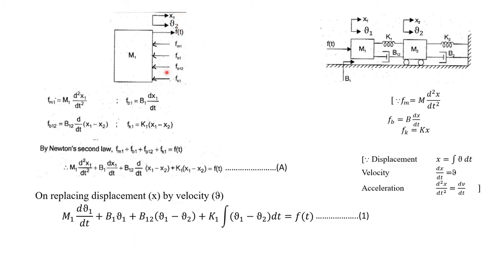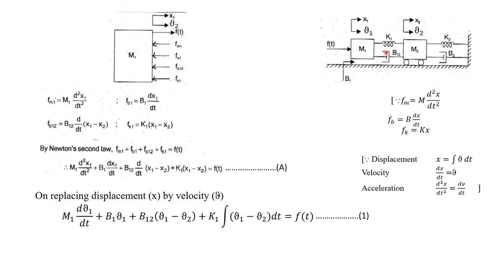Now what about the opposing forces? First we have to check whether there is any applied force, isn't it? Is there any applied force for this mass m1? Yes, F of t is directly applied to this mass m1. So first we have to represent this applied force along the direction of the displacement. So this is F of t.